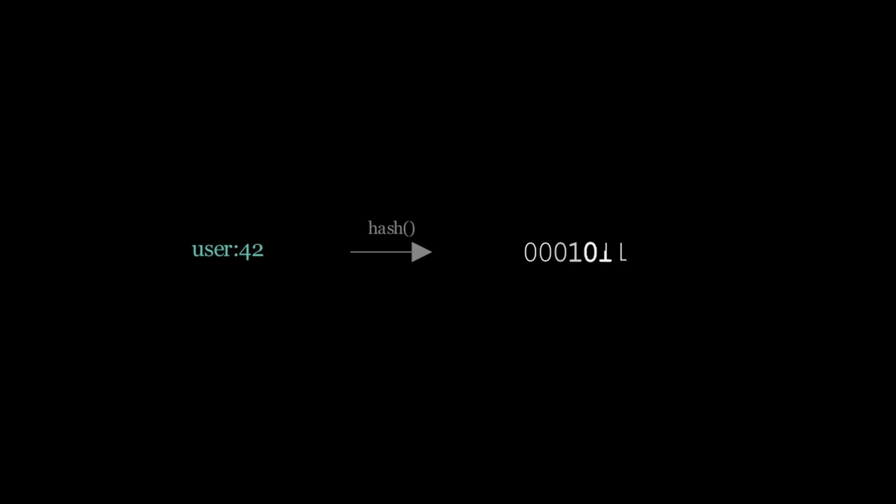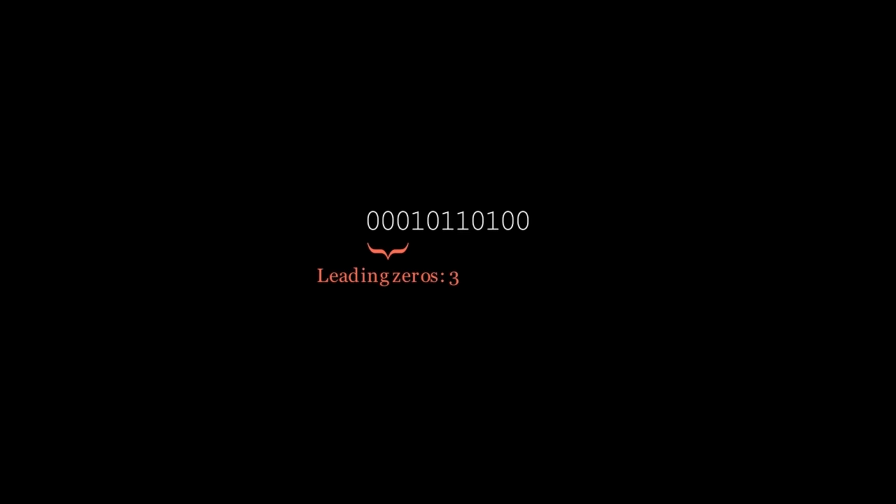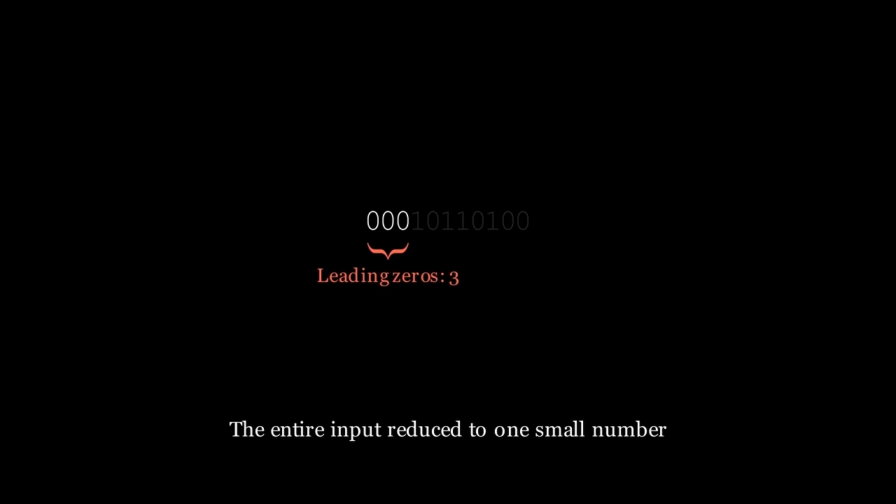HyperLogLog takes a completely different approach. It hashes each user ID into a binary string, looks at how many zeros appear at the start of that string, and throws everything else away, reducing the entire input to a single number. The intuition is that each bit of a hash is random, so 1 leading 0 happens half the time, 2 in a row happens 1 in 4 times, 3 in a row 1 in 8, and so on exponentially.